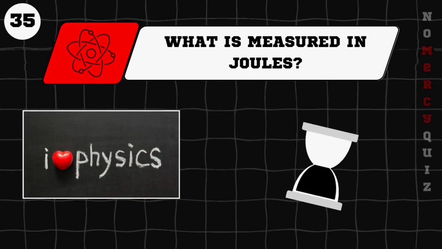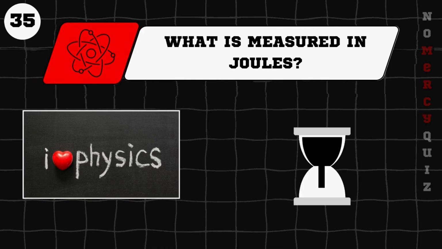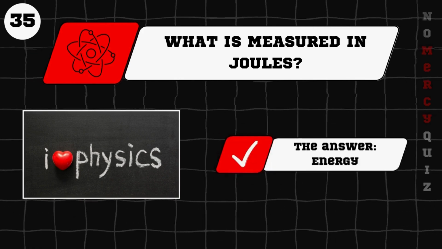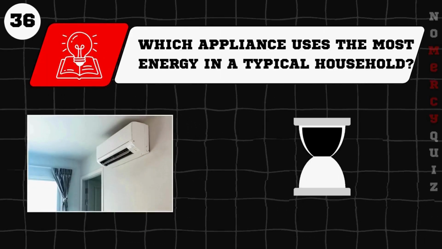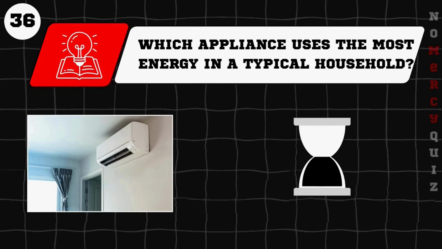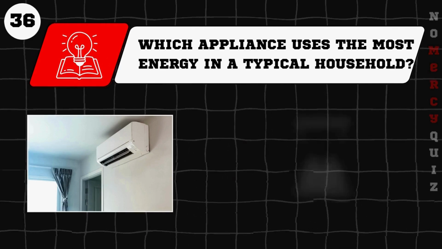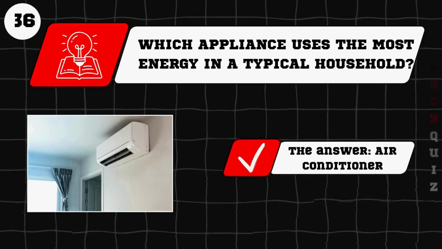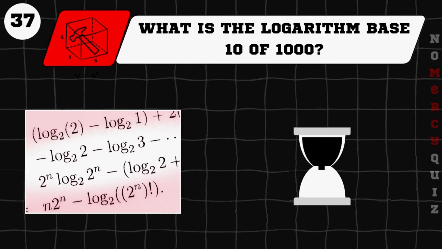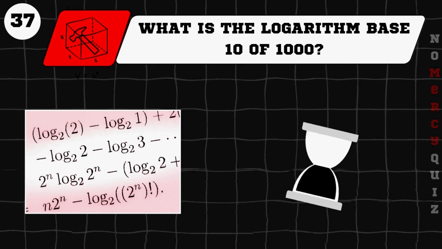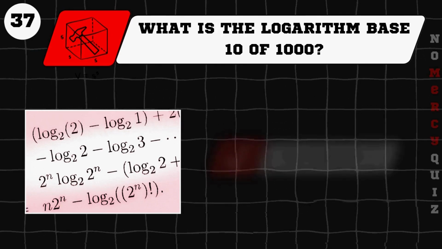What is measured in joules? Energy. Which appliance uses the most energy in a typical household? Air conditioner. What is the logarithm base 10 of 1000? Three.